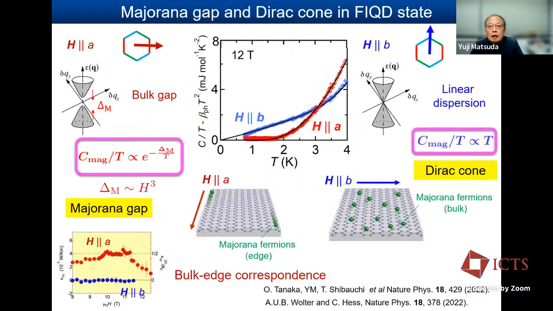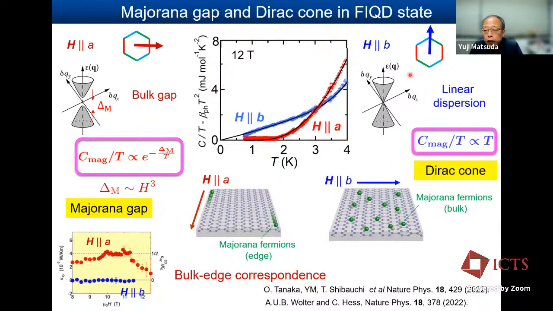So summarizing the specific heat data, if the magnetic field is applied parallel to the A-axis, the armchair direction, the bulk gap which is proportional to H cubed is formed. So this is consistent with the Majorana gap. Then this means the bulk is gapped. On the other hand, if the magnetic field is applied parallel to the A-axis, we observe the kappa xy, which is quantized. So this means the thermal current does not flow in the bulk. So it flows at the edge. So this is a kind of bulk-edge correspondence.